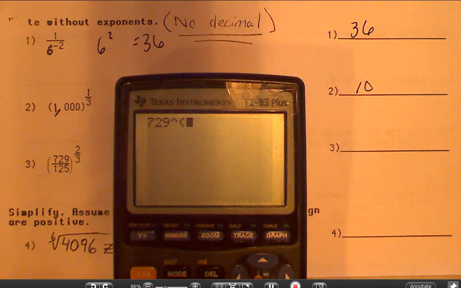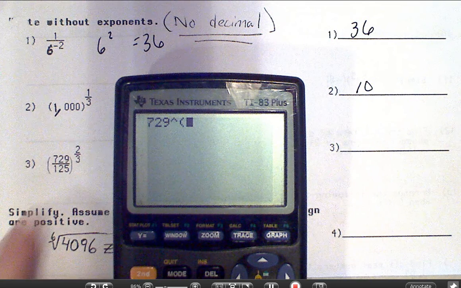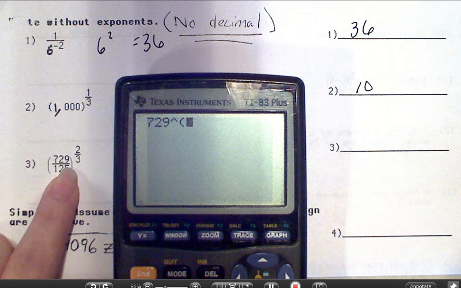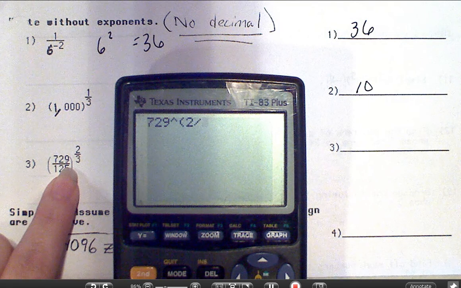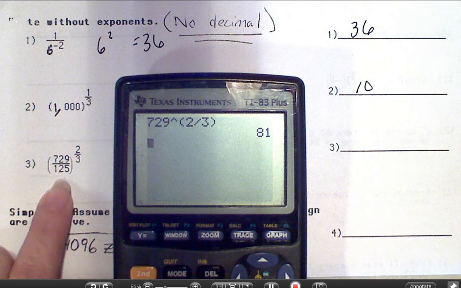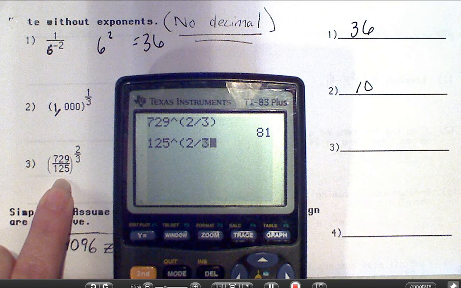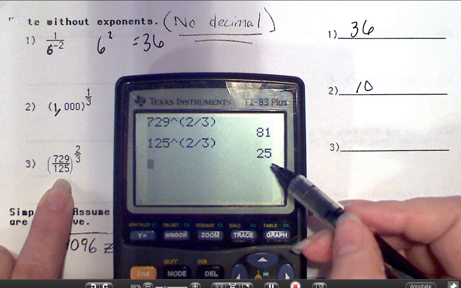Trying to see if that's better. Is that better? I don't know. For my calculator, it's better. But 2 divided by 3 is 81, and then 125 raised to the 2/3 is 25. So we have 81 over 25.